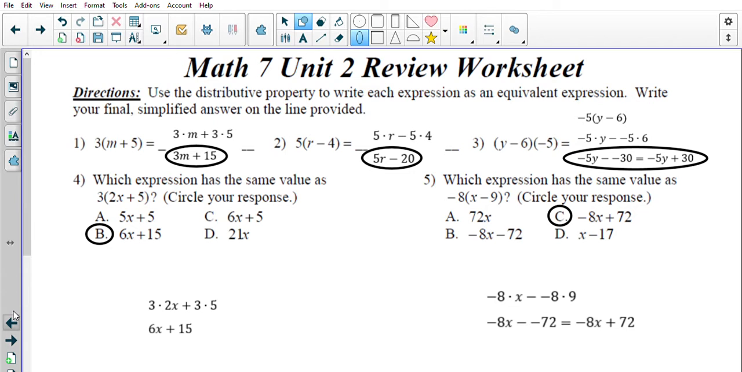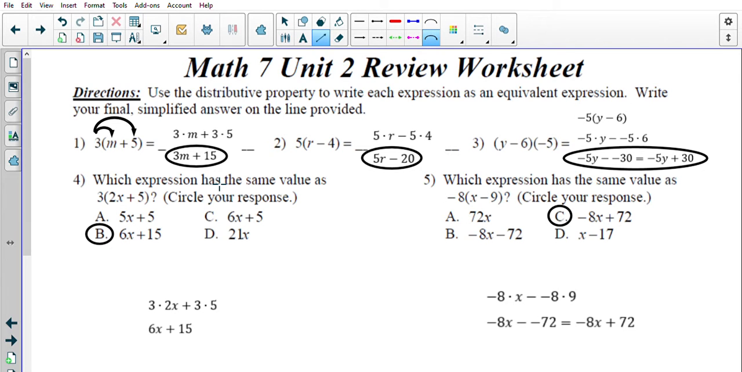In number 1, we need to distribute the 3 into the parentheses. This means we need to take 3 times m and 3 times 5 and put a plus sign between them. 3 times m is 3m, 3 times 5 is 15. So the final solution is 3m plus 15.